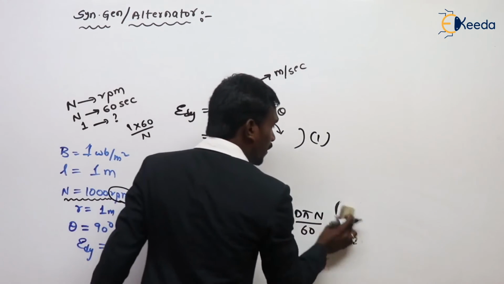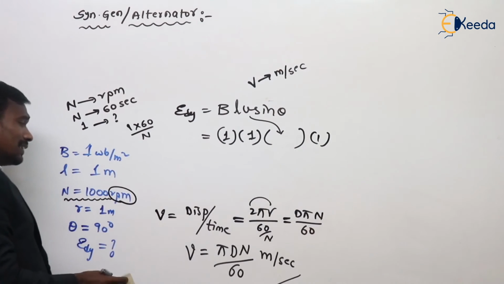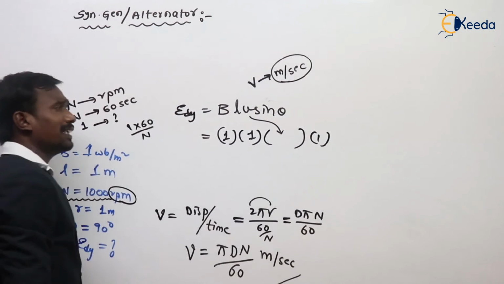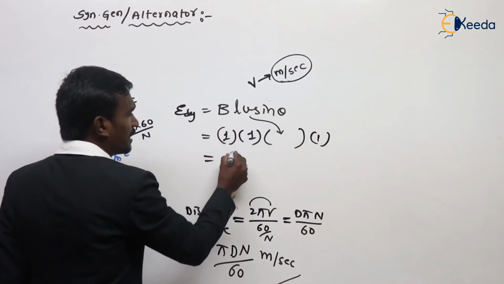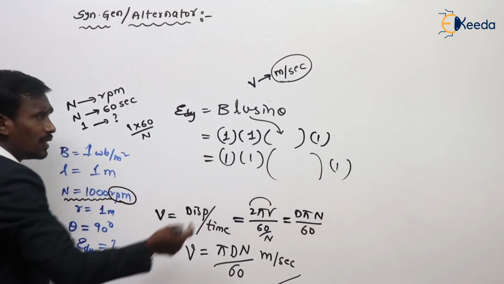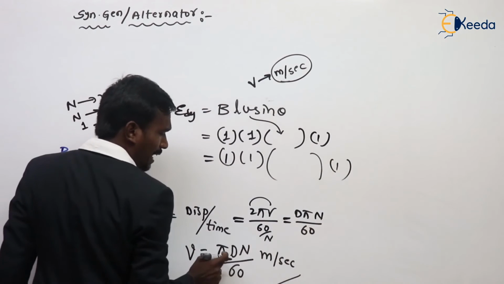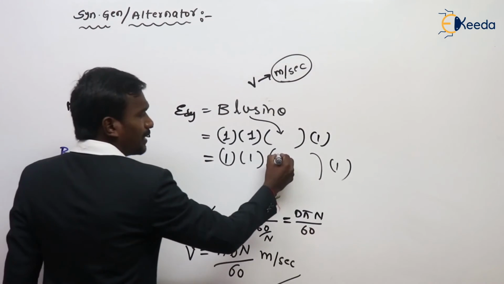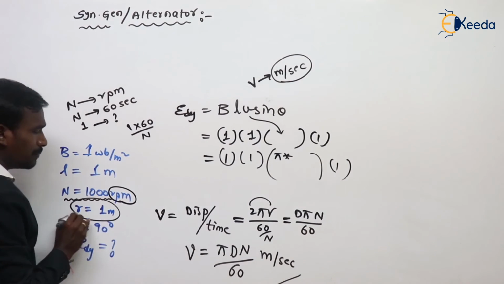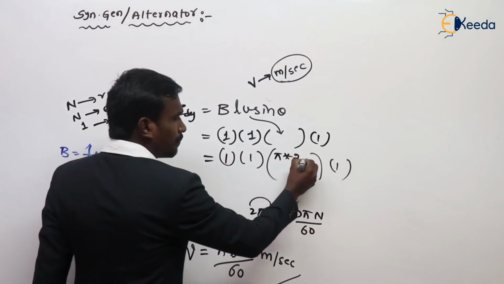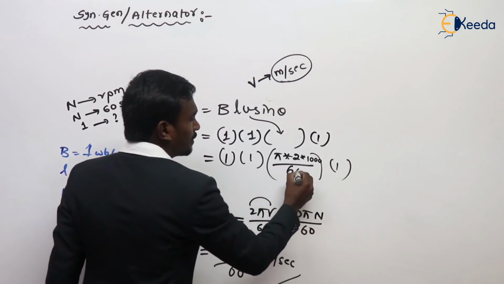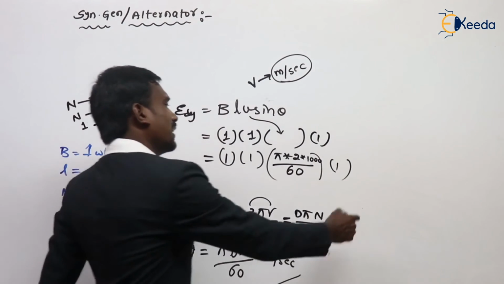So they will give you data in terms of RPM, and we have to calculate velocity in terms of meters per second. Here the flux density is 1, the length of the conductor is 1, and sine theta is 1. But the velocity is pi D N upon 60. The radius is 1 meter, so the diameter is 2 meters, and the speed is 1000 rpm upon 60. Now calculate and give the answer.